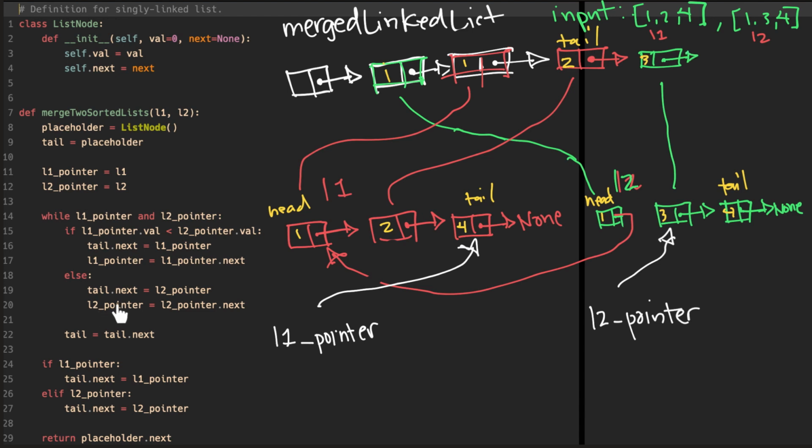And then we're going to set our L2 pointer to L2 pointer.next. So L2 pointer.next. And currently, of course, since this is pointing to this object here, this has a next, which is this. So we'll go back here and set our tail equal to tail.next once again. So tail.next.